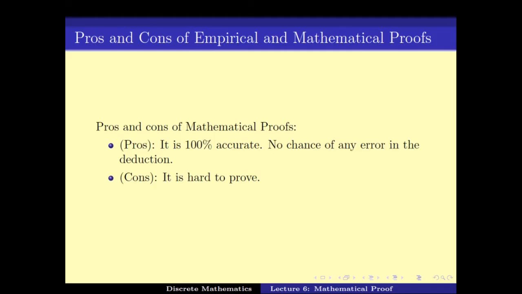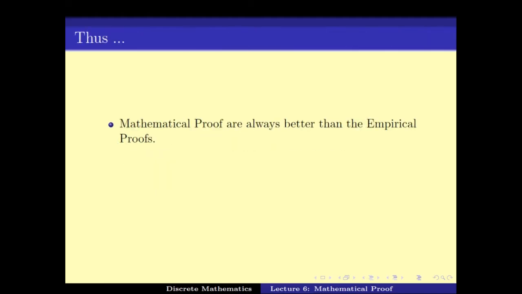While the empirical proofs are easy because you just have to test it out on some instances, mathematical proofs can be extremely complicated. You might remember these things from your high school or other places where you have to come up with very creative ideas for getting a mathematical proof. But all said and done, at the end of the day, mathematical proofs are always better than empirical proofs because they give you 100% guarantee. And we would like to have a mathematical proof all the time for everything.